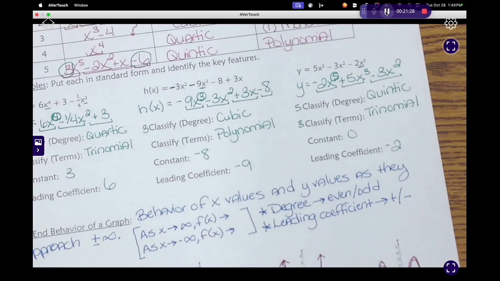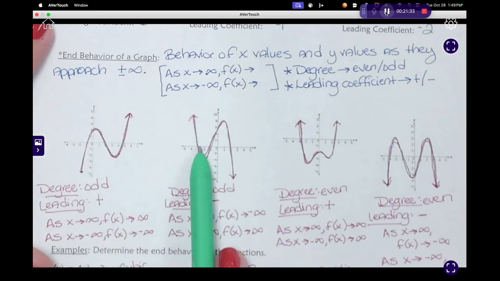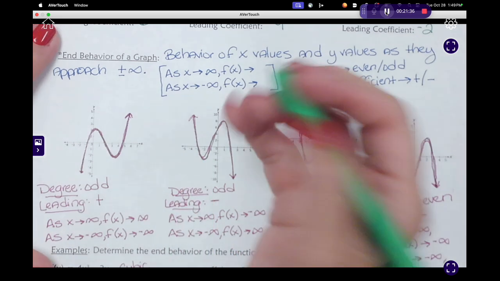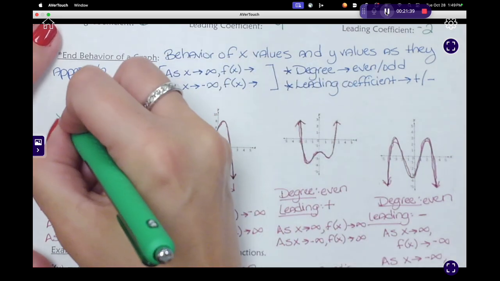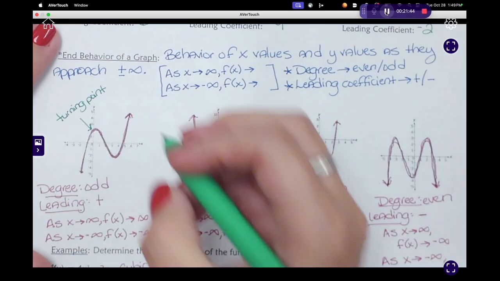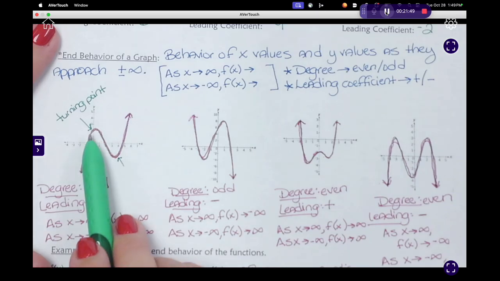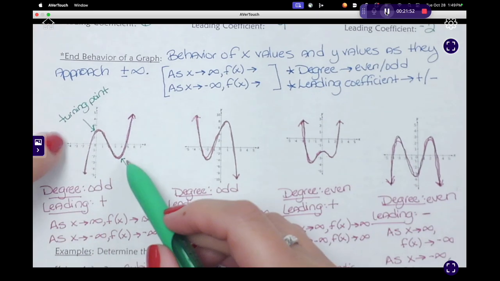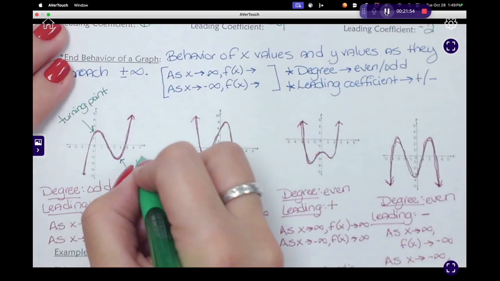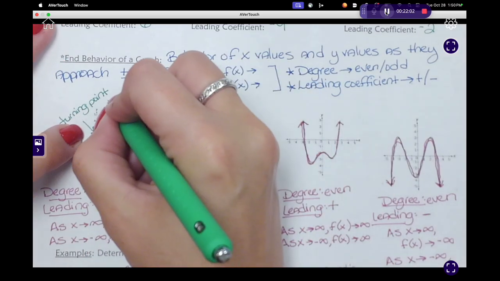All right, so now we're still going to use that concept. When we were looking up here a minute ago, and I told you that this degree was odd, it's all based off of your turning points. Your turning point is kind of like your curve. It's where that graph changes direction. This graph has 2 turning points. It has one here and one here. That means that the degree, that exponent, would be x to the 3rd. I just take my turning points and add 1 to it.